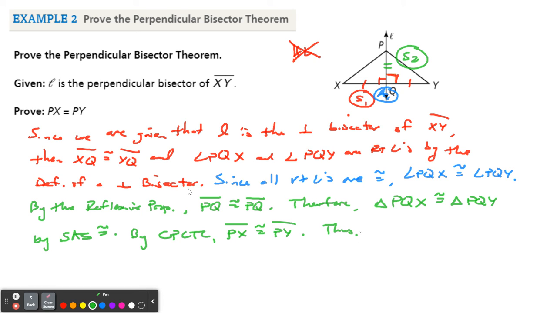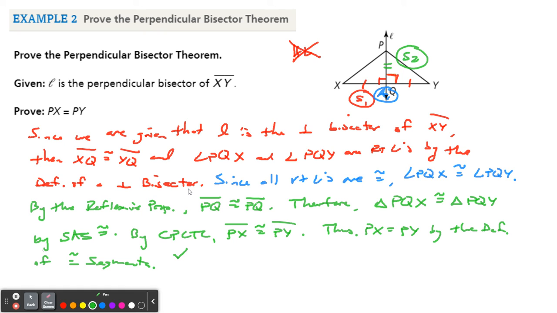Thus, I always like to use thus for my last sentence. Thus, I feel like, special. Thus, PX equals PY by the definition of congruent segments. And there we go. That's a check mark for a job well done. It's a pretty common proof, right? Proving the perpendicular bisector theorem.